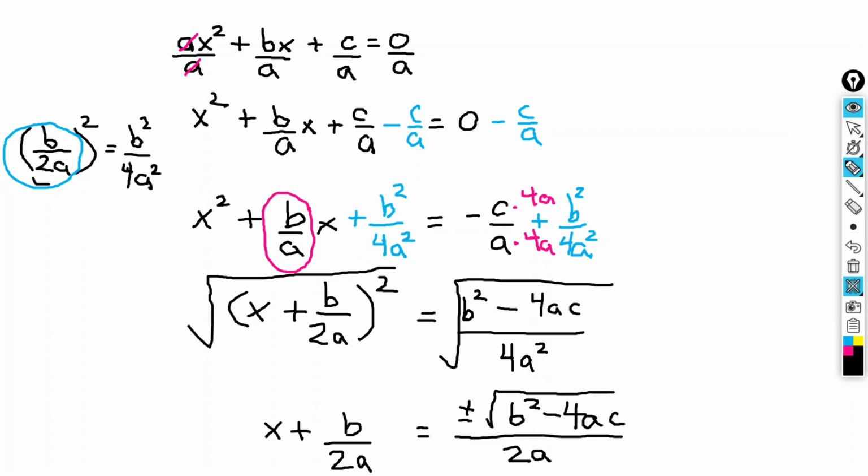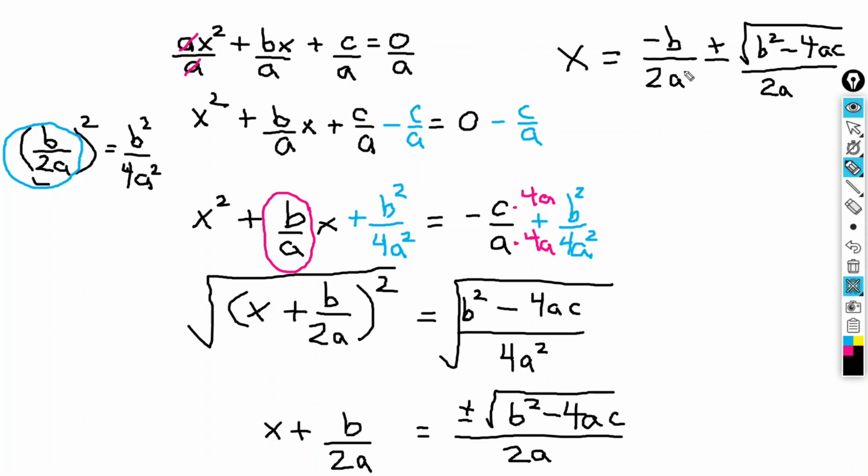Now we want to get x by itself, so I'm going to subtract b over 2a from both sides. And when I do that, we get x equals negative b over 2a plus or minus the square root of b squared minus 4ac over 2a.